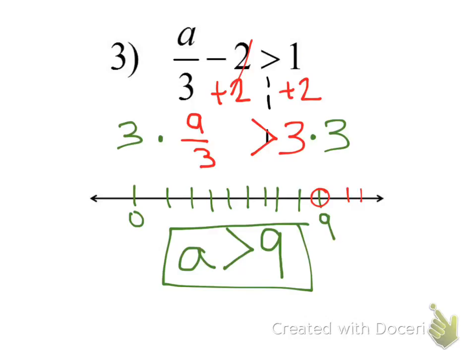All right, and then we want the A's greater than 9, so greater is always to the right. Because numbers that would make this true are numbers like 10, 11, 12. Questions?